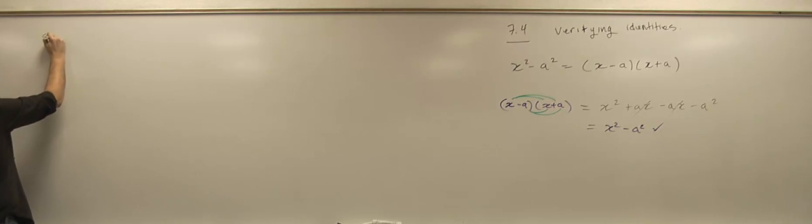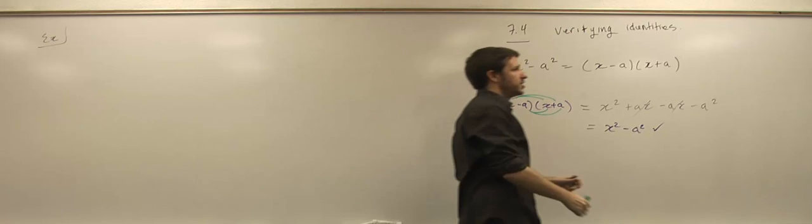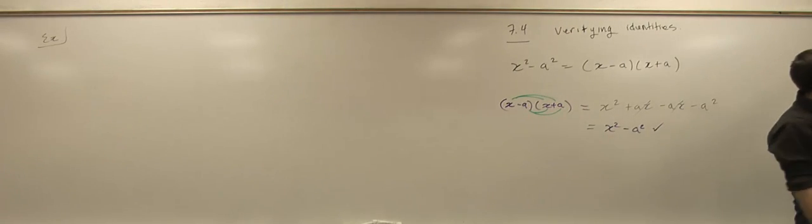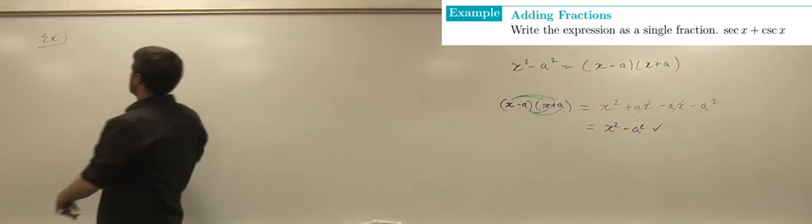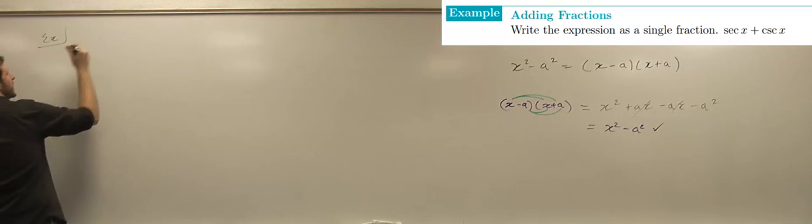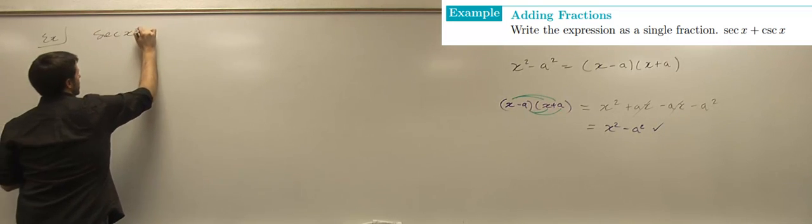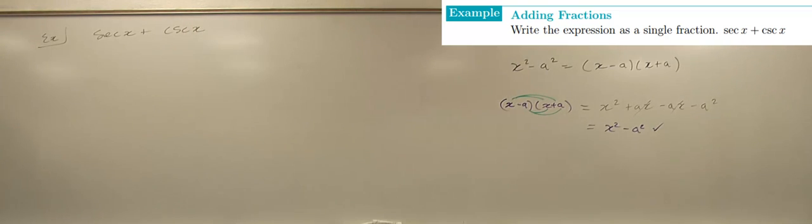So I'm not actually proving or verifying any identity right now. I'm just doing manipulations. All right, example, adding fractions. Write the expression as a single fraction. So I want to take secant x plus cosecant x and write it as a single fraction.